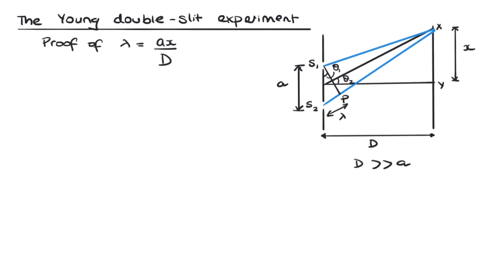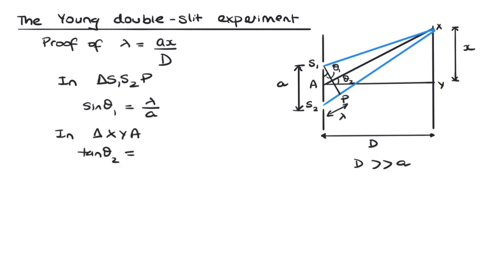Now, if we took two different triangles, I'm going to take the first triangle as S1, S2, P. In that triangle, I know that sine theta 1 is going to be equal to lambda over a, and that's because it's opposite over hypotenuse. So lambda over a. Now, we also know that the triangle, which is marked with X, Y, and let's call this a, I'm running out of letters, so X, Y, and a. In that triangle, we can use tan theta 2, which is equal to opposite over adjacent, so x over D.